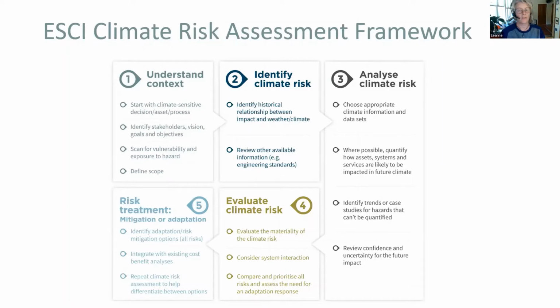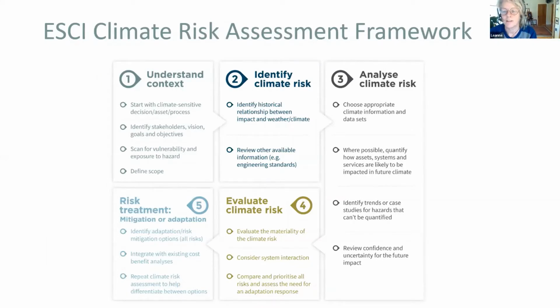All right, so first we need to understand the context of what we want to know about. Once we understand the context, we identify how that sector or asset might be exposed to the climate in a historical sense. The next step is to look at all of those different iterations and aspects that Michael has introduced, which we integrate into these climate risk assessment frameworks.